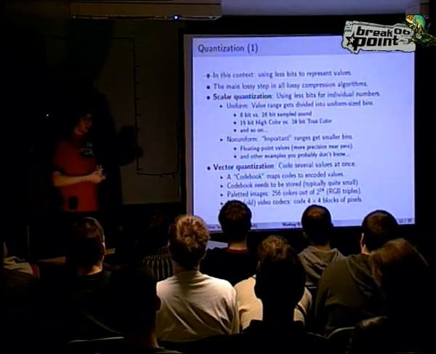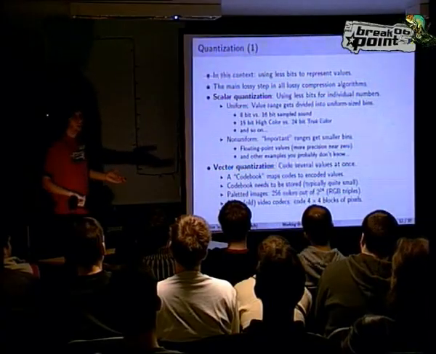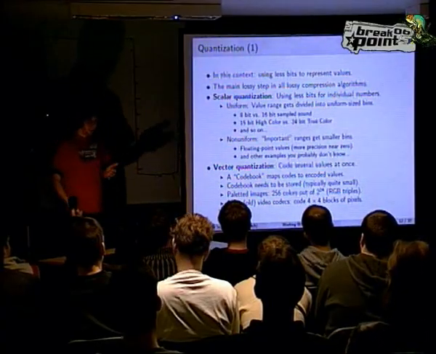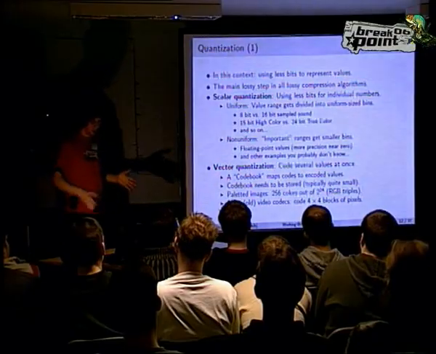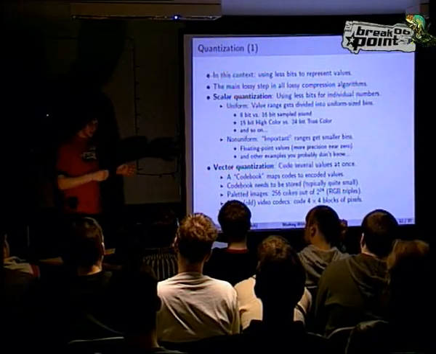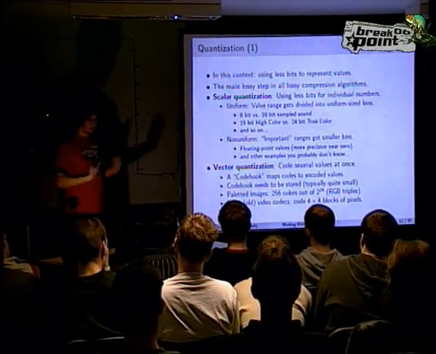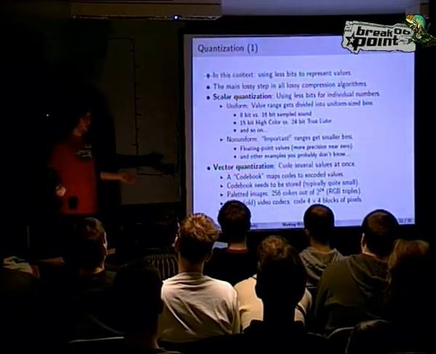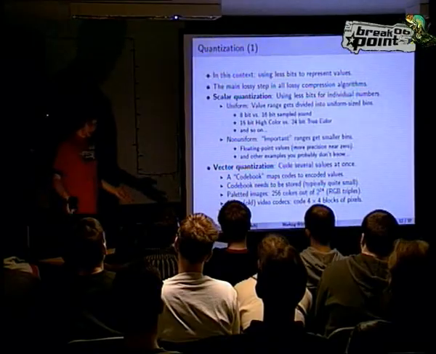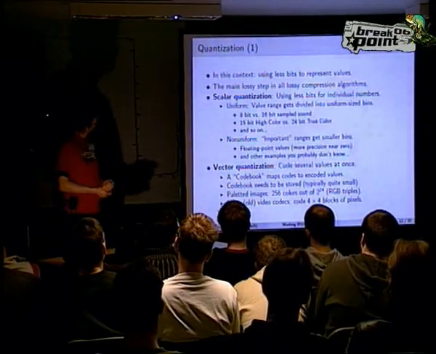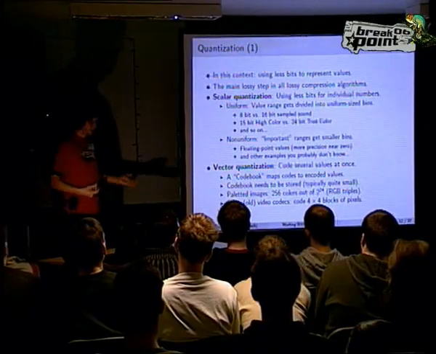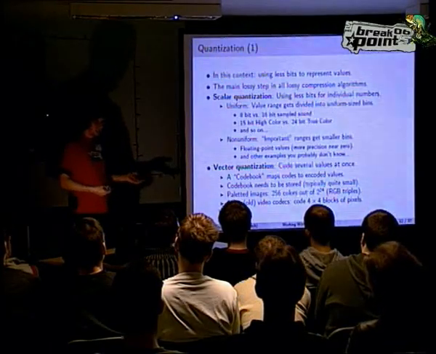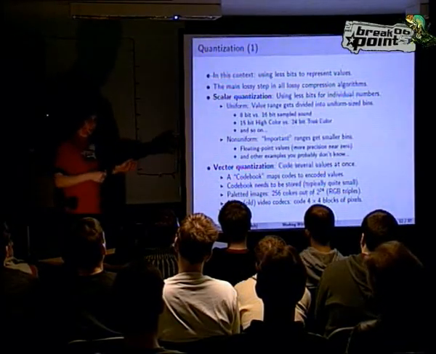For example, when you have sampled sound again, you have 8-bit versus 16-bit, so the 8-bit is basically a quantized version of 16-bit sampled sound, or high color images with 15 bits versus true color images with 24 bits and the like. So it's always basically just cutting off bits. And that's how it looks. It's very simple, and it usually also produces very noticeable errors.